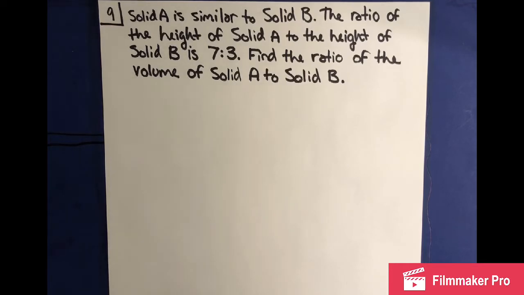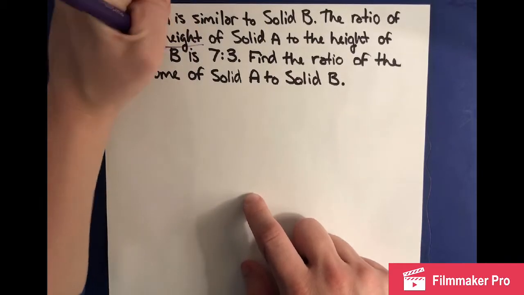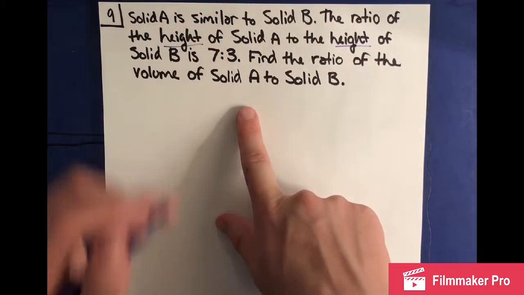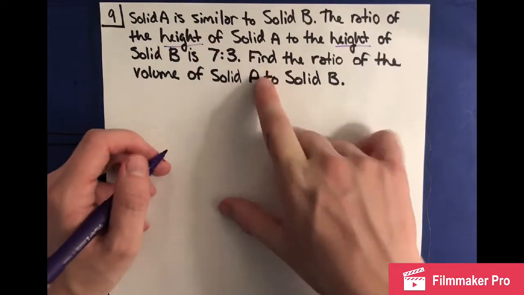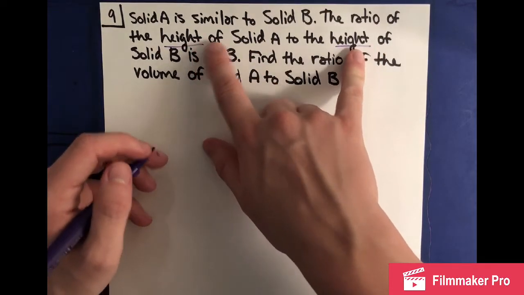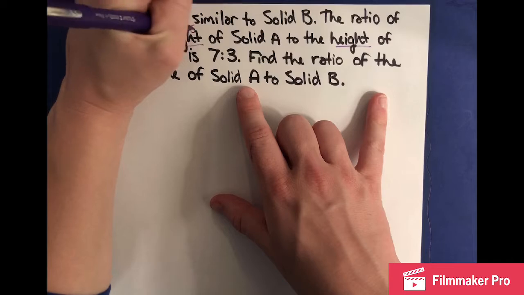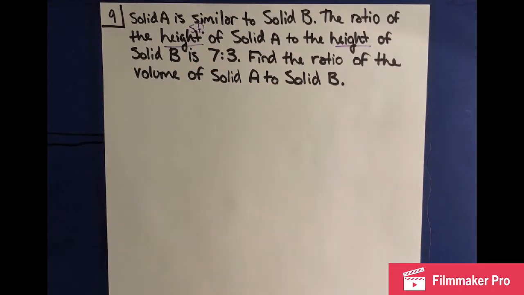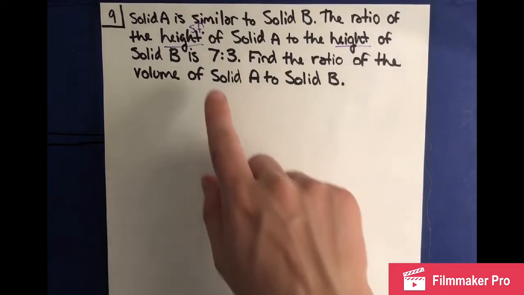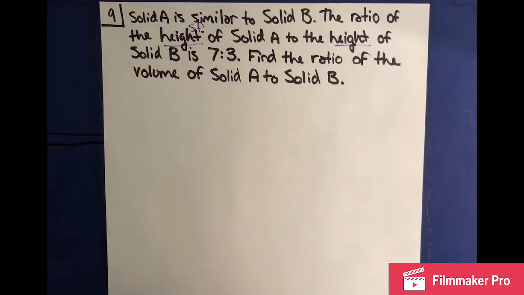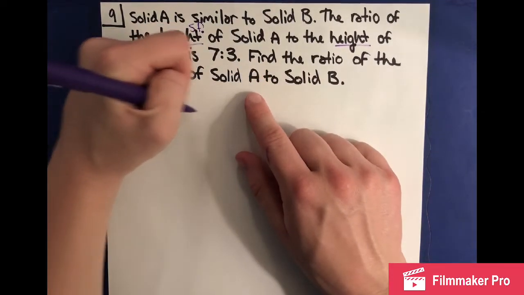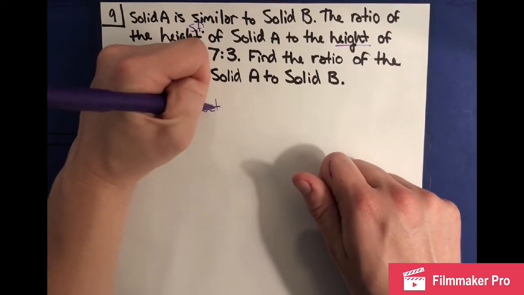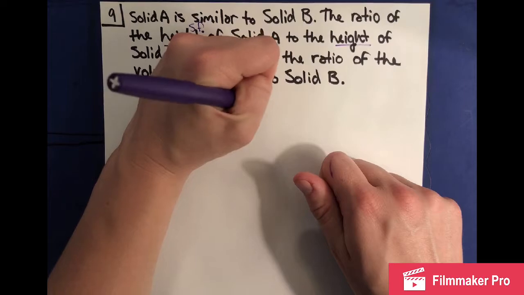The ratio of the height of A to the height of B is 7 to 3. So height, we're thinking linear here, okay? So this is going to represent scale factor. Because remember, we're not talking about squared and cubed here. We're just talking about height. That's just a linear measurement. So I have a scale factor of 7 to 3.